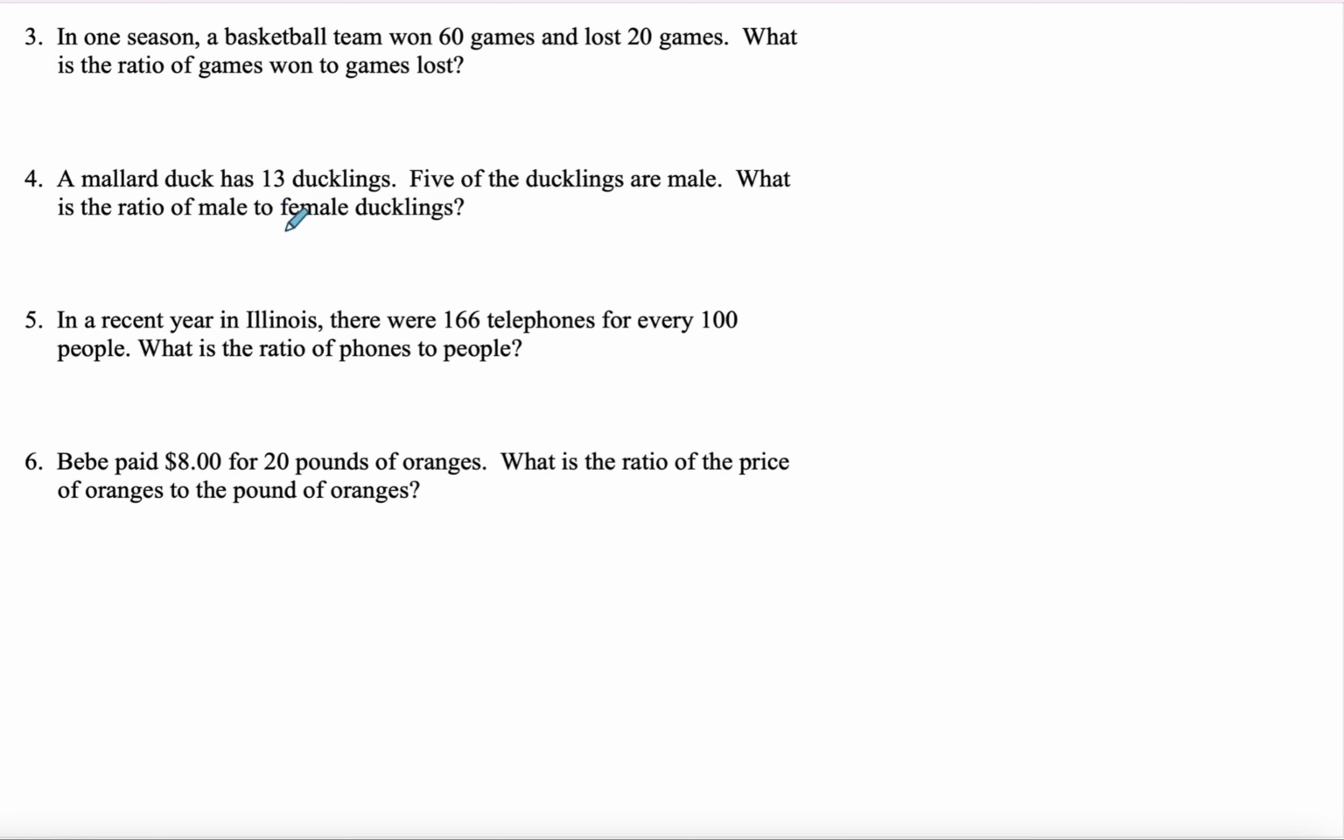All right, a mallard duck has 13 ducklings. 5 of the ducklings are male. What is the ratio of male to female? Okay, so we have a total of 13 ducklings. Of those, 5 are male. So how many left must be female? Well, 13 minus 5 equals 8. So there must be 5 male, 8 female.